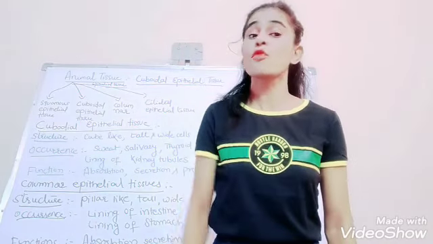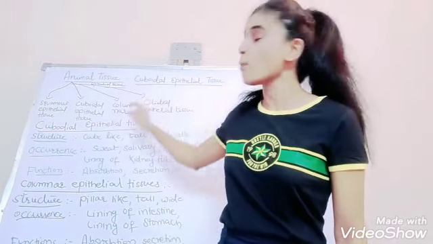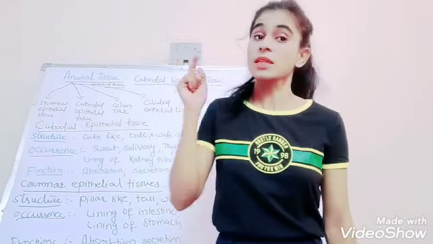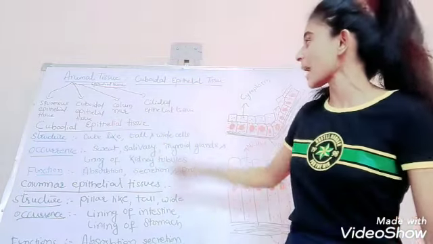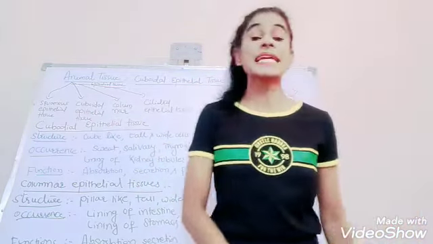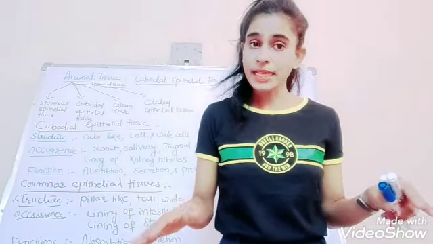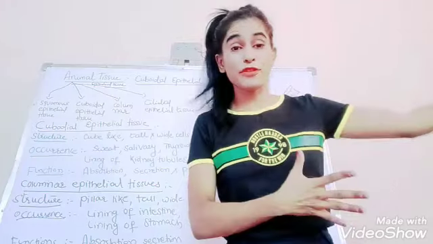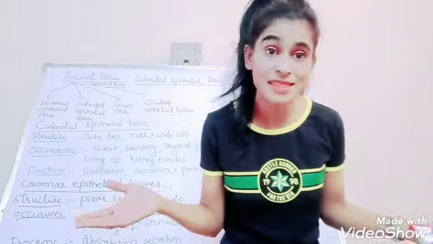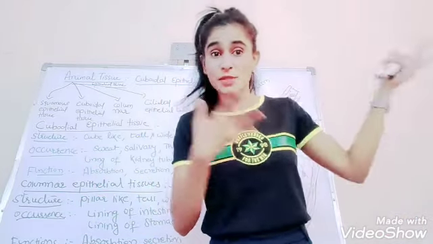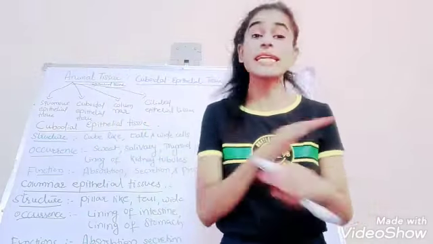The first one is your squamous epithelial tissue. The second one, the cuboidal epithelial tissue. The third one is your columnar epithelial tissue. And the last type is ciliated epithelial tissue. Yes guys, clear? Animal tissues are again of different types, just like we discussed in the plant cell. What did we discuss in the plant cell? Remember, meristematic tissue, permanent tissue, simple permanent tissue, complex permanent tissue, all these we discussed.